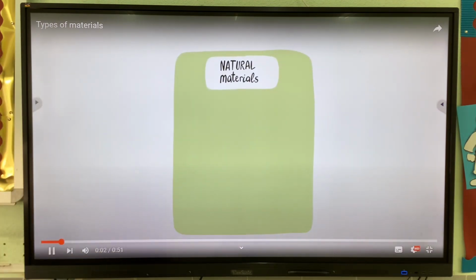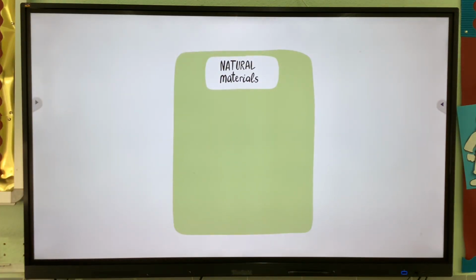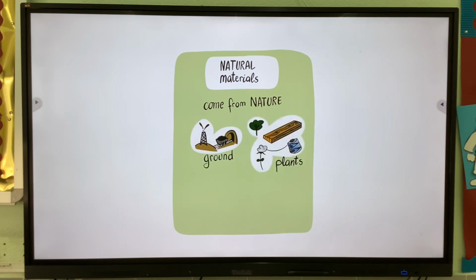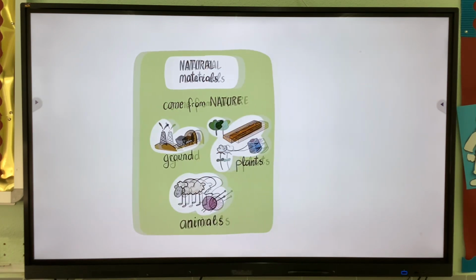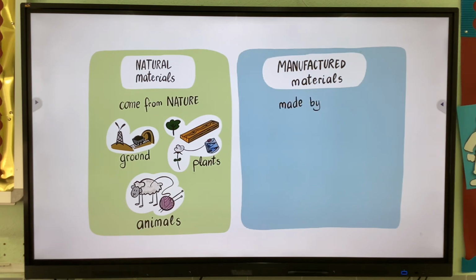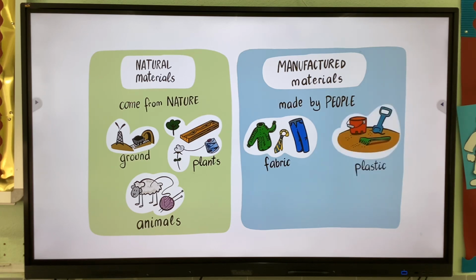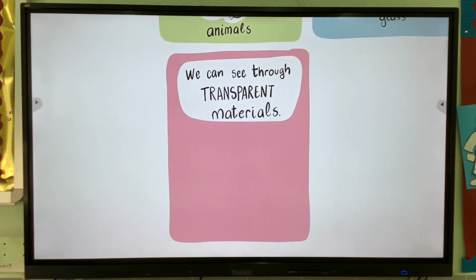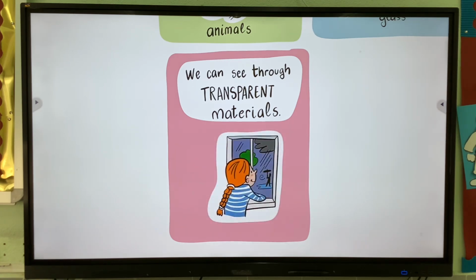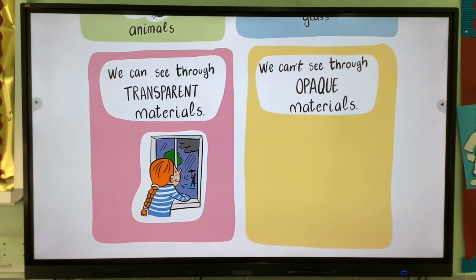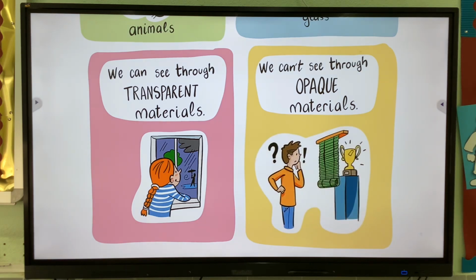There are many different types of materials. Natural materials come from nature and are obtained from the soil, plants, or animals. Manufactured materials are made by people, such as the fabrics in clothes, the plastic in toys, or the glass in jars and cups. Materials are transparent when we can see through them. If we cannot see through them, they are opaque.